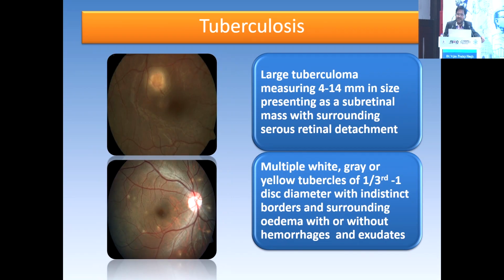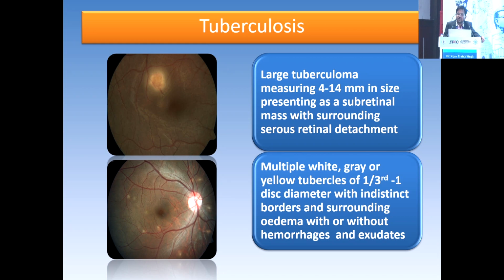Since we are living in India, which is very much prone to tuberculosis, we should always think of tuberculosis while dealing with choroidal lesions. Tuberculosis can present as a large tuberculoma ranging from 3 to 14 millimeters in size, presenting as a subretinal mass with surrounding subtle serous retinal detachment.